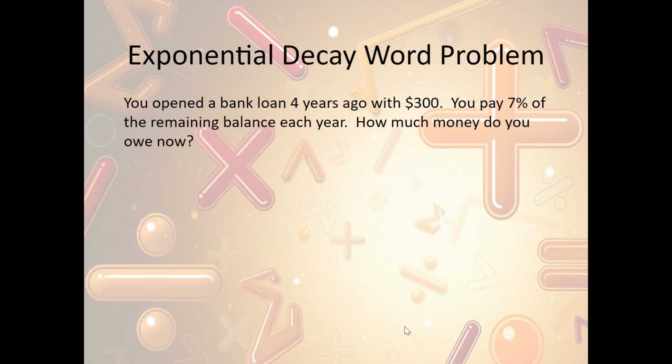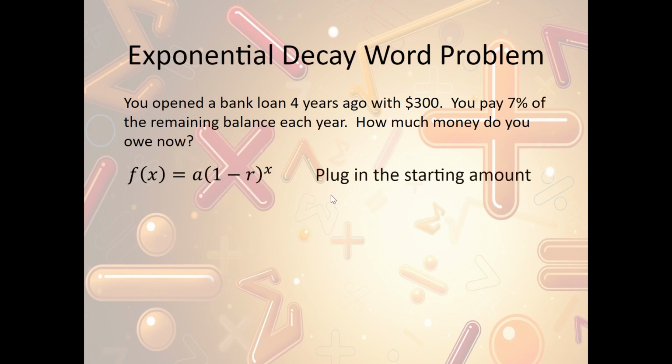Let's look at one more exponential decay word problem. So it says you opened up a bank loan 4 years ago with $300. You pay 7% of the remaining balance each year. How much money do you owe now? So again, it's decay because the amount of money we owe is going down. So we start with f of x equals a times 1 minus r to the x.